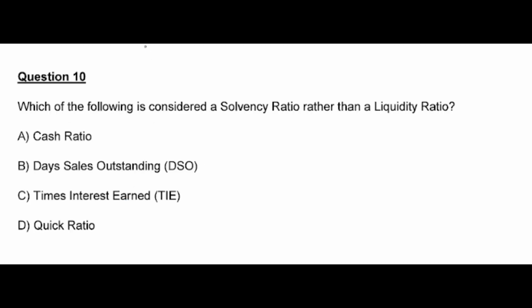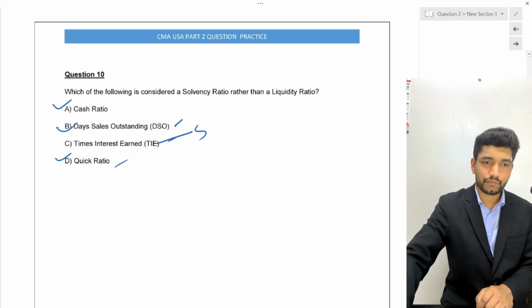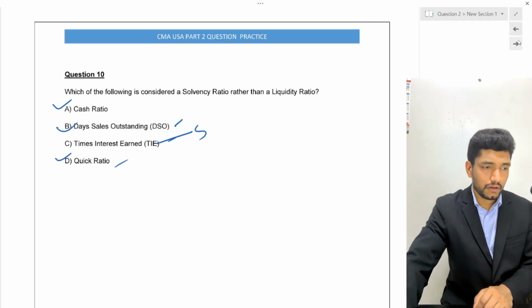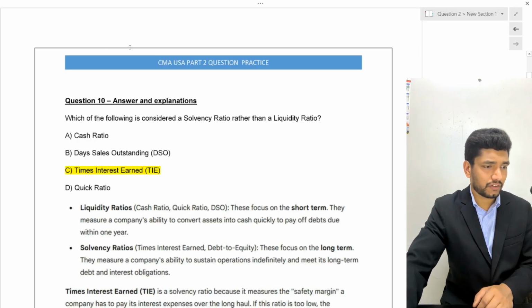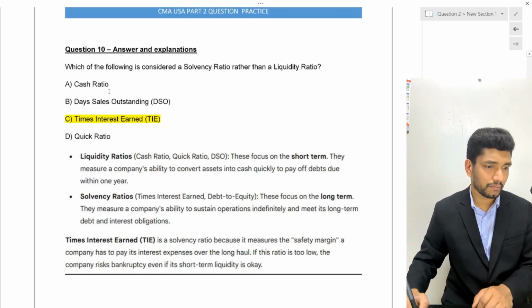Which of the following is considered a solvency ratio rather than a liquidity ratio? Cash ratio, day sales outstanding, times interest earned, quick ratio. As we know, cash ratio is a liquidity ratio. Day sales outstanding is related to liquidity. Quick ratio is also related to liquidity. Times interest earned is a solvency ratio rather than a liquidity ratio. I already gave the answer and explanation for this question here, so you can refer to this answer.